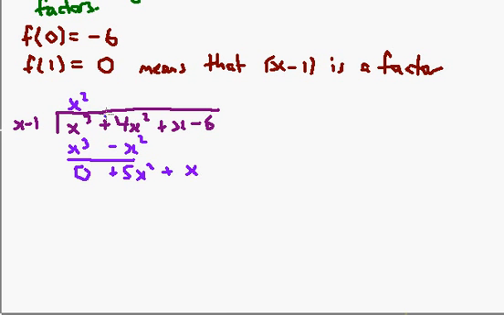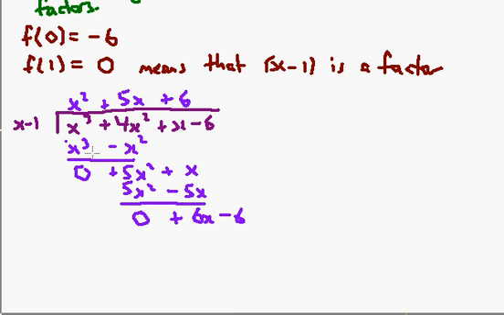How many x's go into 5x squared? 5x. 5x times x is 5x squared. 5x times minus 1 is minus 5x. 5x squared take away 5x squared is 0. X take away minus 5x is plus 6x. Bring the minus 6 down. X into 6x is plus 6. 6 times x is 6x. 6 times minus 1 is minus 6.